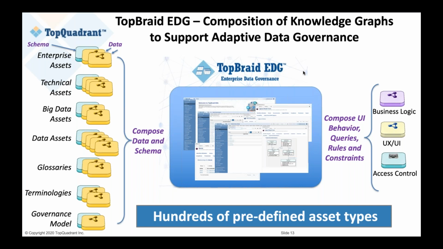Behind all of this are the models and the rules describing this information. Much of it is already predefined in TopBraid EDG. That's what we're calling asset types, but it still uses a very open infrastructure so our customers can extend it and add their own, take advantage of what's pre-built, but also extend it and add their own information.